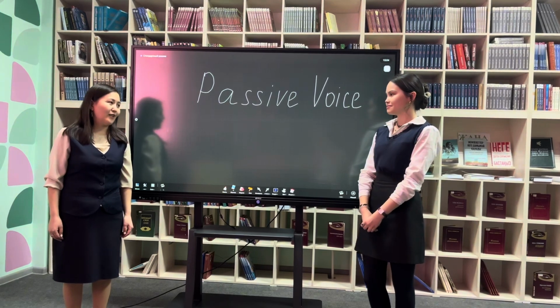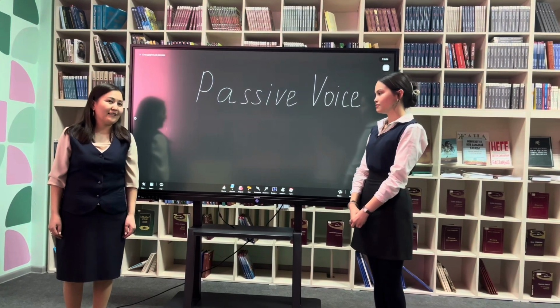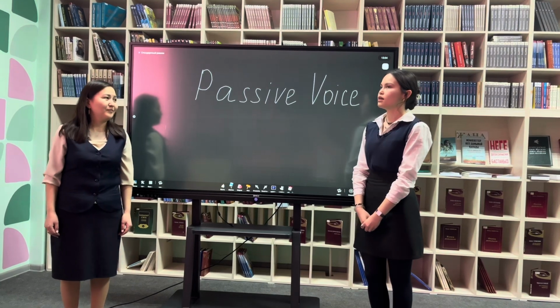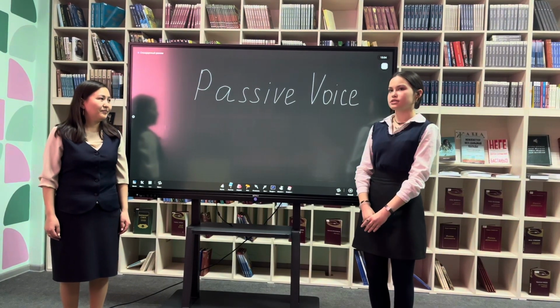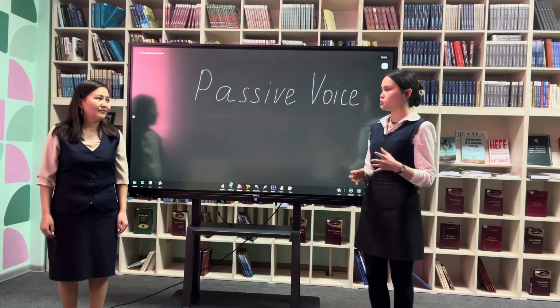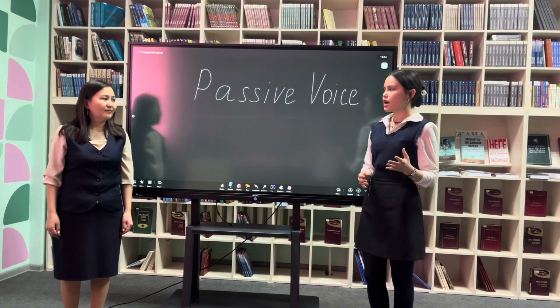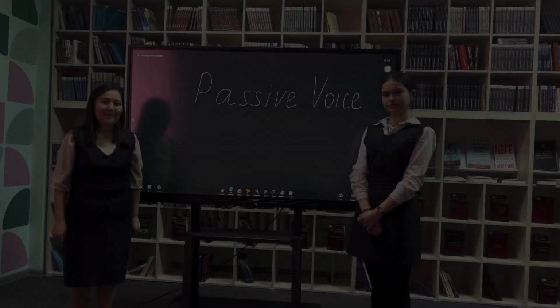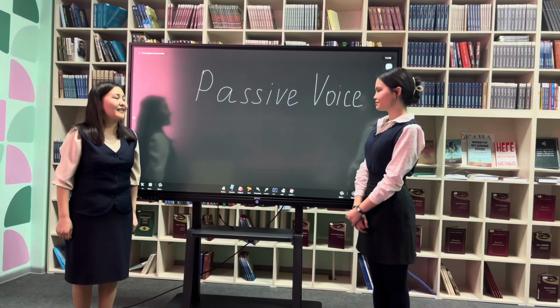Exactly, well done. We've got the concept right. And can you tell me how to form it? We form passive voice using the verb to be in the appropriate tense and the past participle of the main verb. Great job. Let's put this into practice.